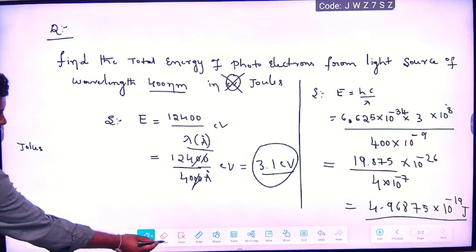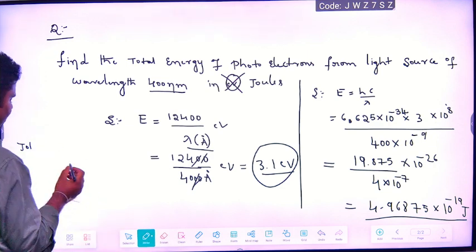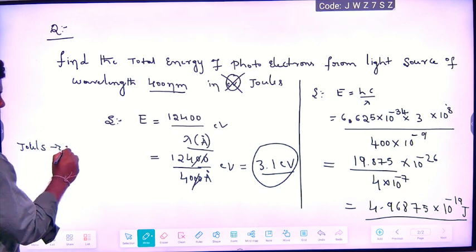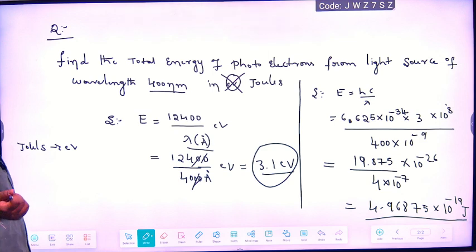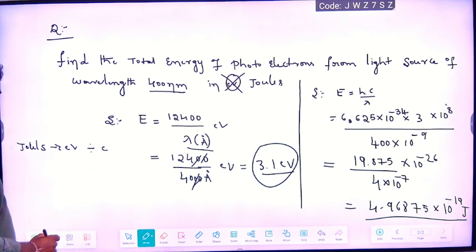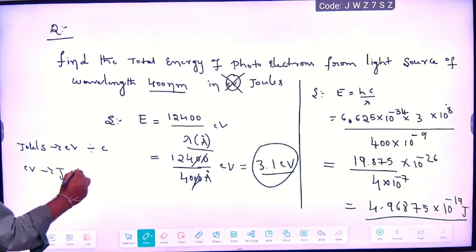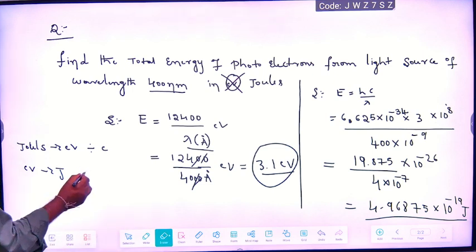Think. That's good, no? If you think, you'll get the answer. How can you convert joules to electron volts? What do you need to do? We need to divide by the charge of the electron. If you want to convert electron volts to joules, you need to multiply by the charge of the electron. See, easy.